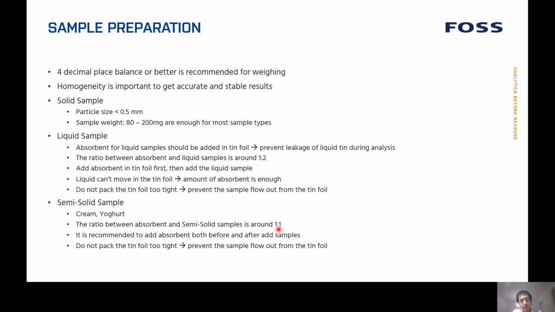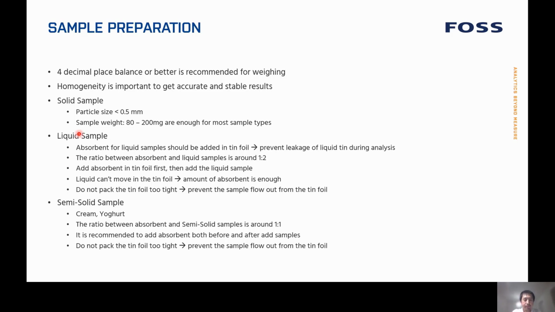The other thing here is a few requirements for handling solid samples. The particle size must be less than 0.5 millimeters. This is different from the Kjeldahl method. For Kjeldahl, a particle size of less than 1 millimeter is fine, but for Dumas, you should have a particle size of less than 0.5 millimeters. And also the weight information: for the Dumatec system we have here, you should have a weight between 80 and 200 milligrams. That is used for most sample types.